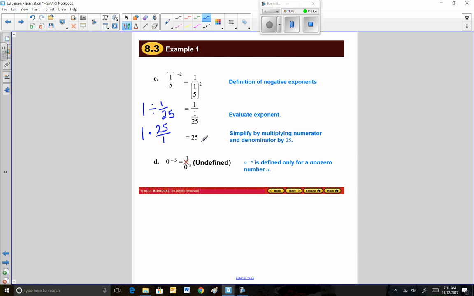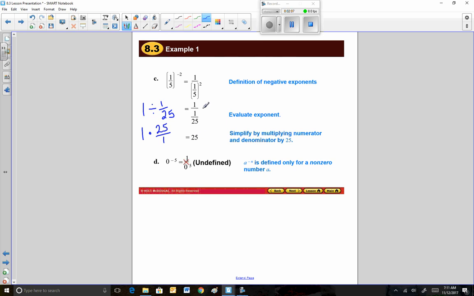Remember that little trick from 5th grade? Keep, change, flip. We're going to keep, change it to multiplication, and flip it. And so basically we have 1 times 25 over 1. 1 times anything is still the same number, so your answer is 25.